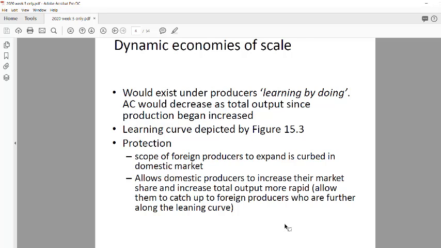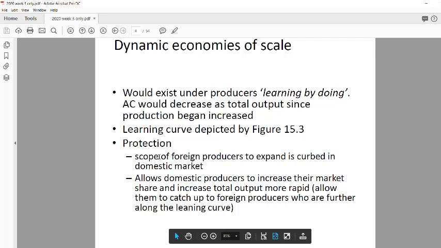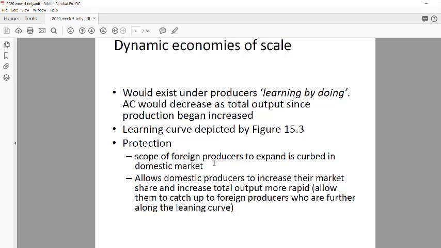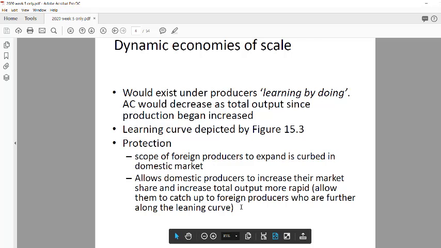So what you're trying to say is, when you protect, you're curbing foreign producers from jumping into your market. We're assuming now you're starting to produce this good. You want to stop the same product from entering your market until you're able to establish your own local production of that good in your domestic market. So that allows your domestic producers to increase their market share and their total output more rapidly, without the competition you're facing from the foreign goods. It allows you to catch up over time.